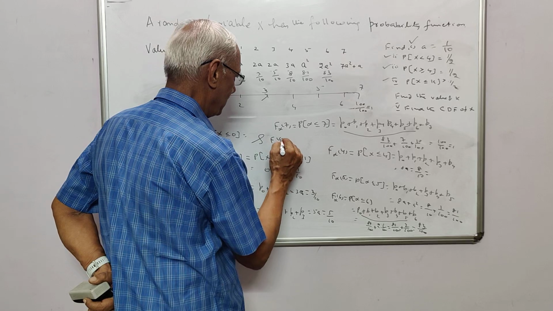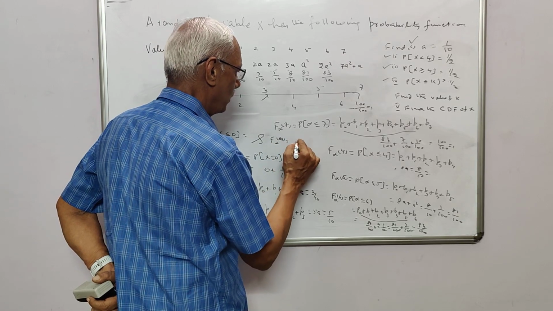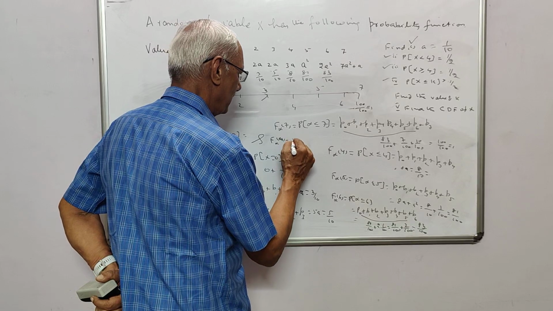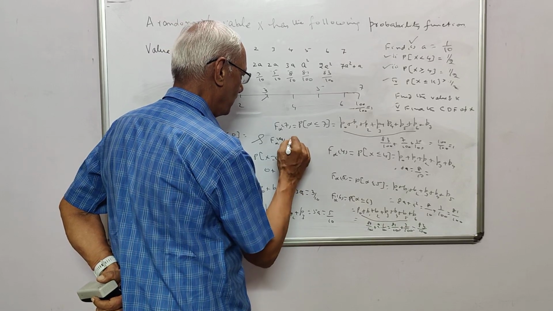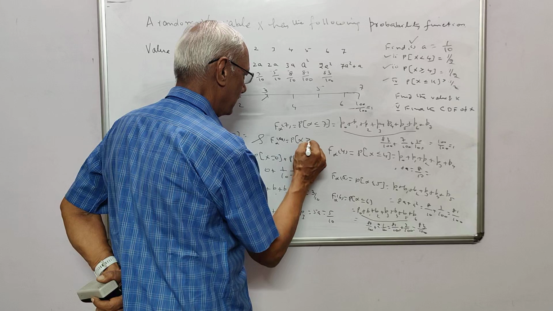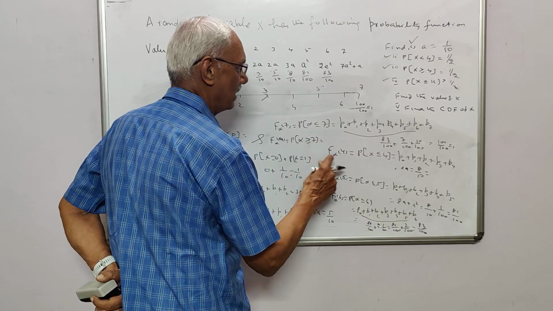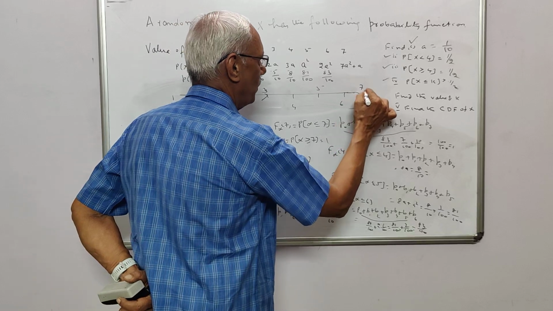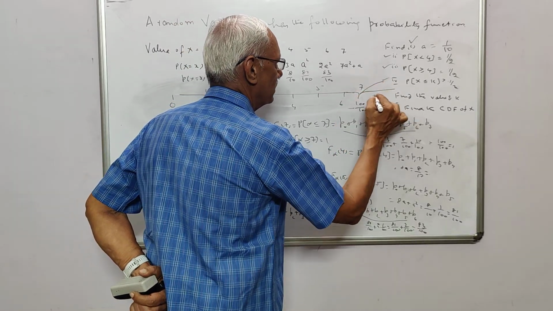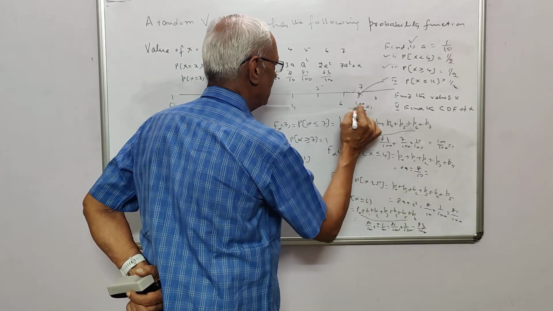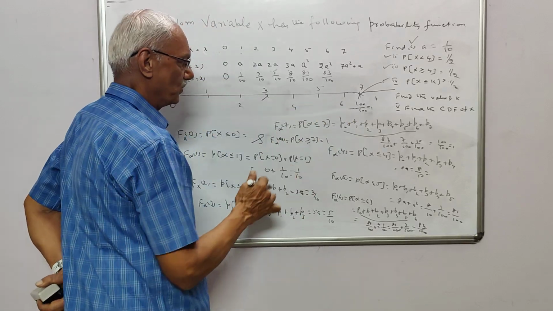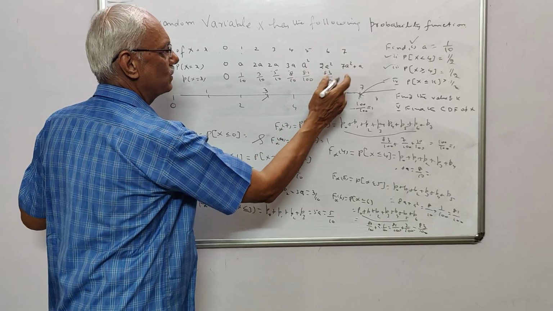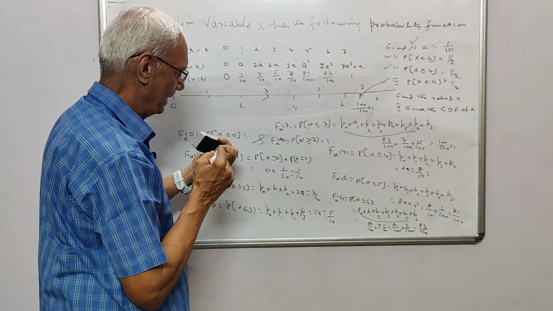And F_X(infinity) is equal to what? It is more than 7. Actually speaking, this is P of x greater than or equal to 7. For 7 also it is 1. So for all these values, afterwards it is 1 only. So you see that you cumulate everything. Here these are all cumulated. So this is 1.